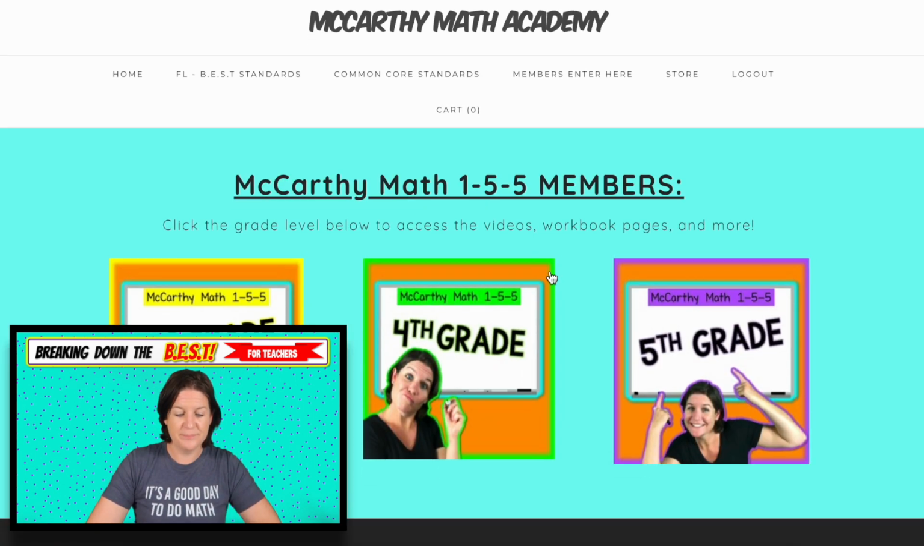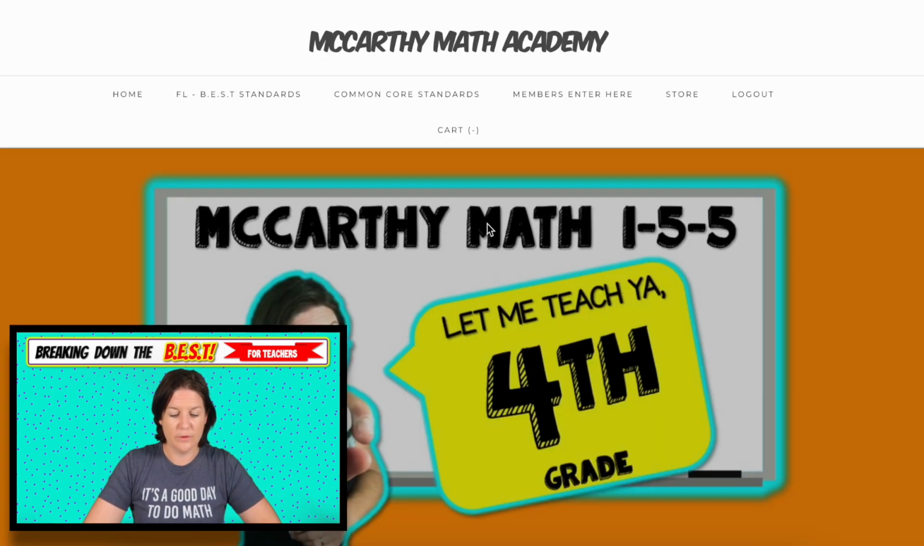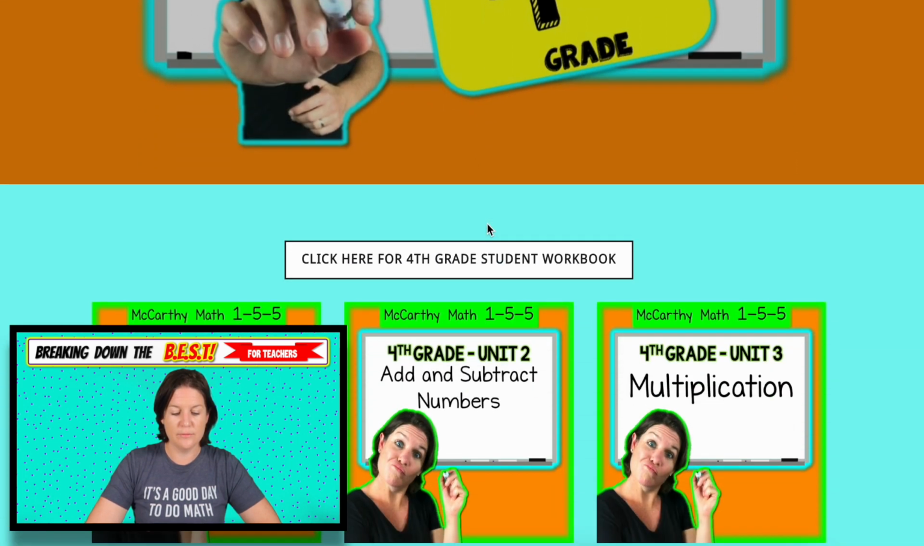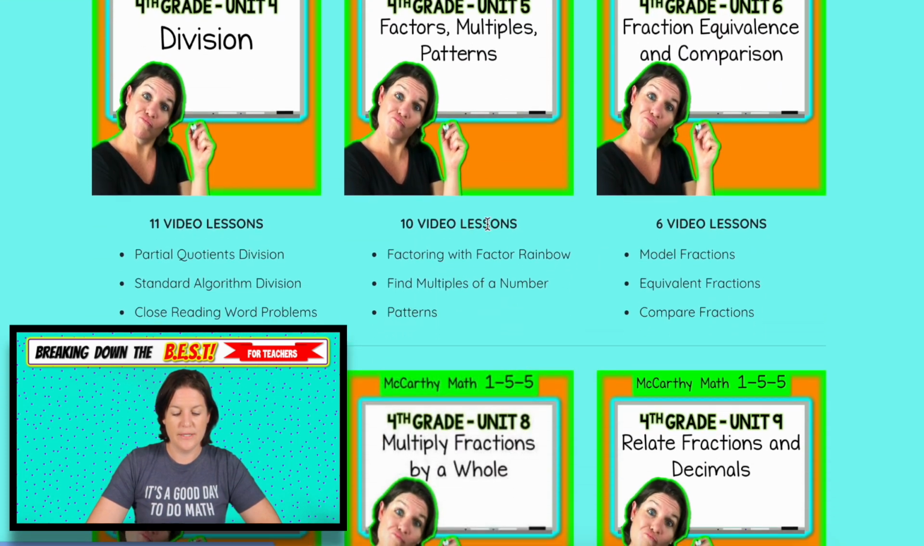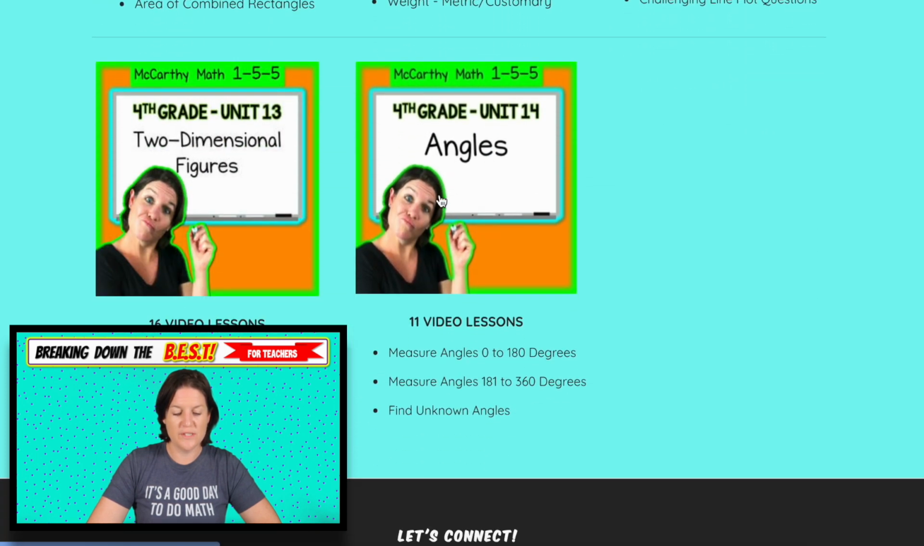So if we click here, the 155 stands for 155 video lessons for each grade level. Let's click on 4th grade, and when you scroll all the way down, you can see some of the units there, but we're going to this angles unit right there, because we have finding unknown angles as a topic inside of this unit, and that's what we're looking for.